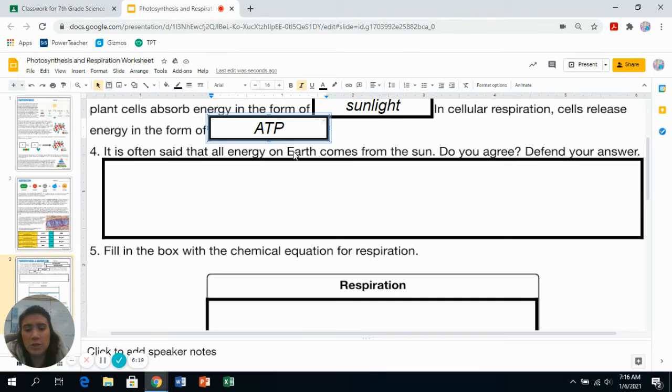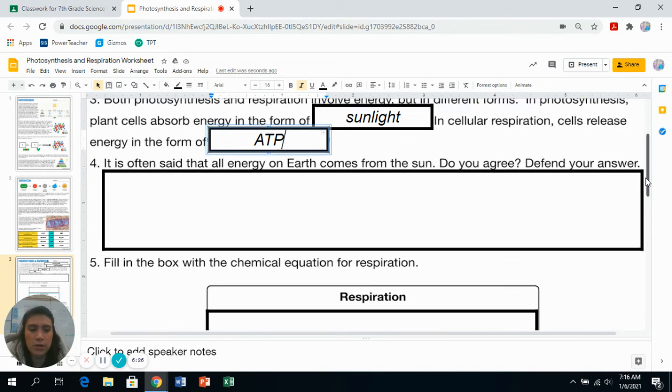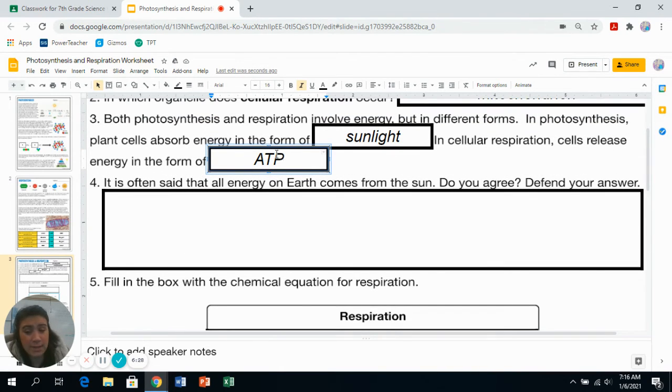It is often said that all energy on life comes from the sun. Do you agree? Defend your answer. I'm not gonna give you this. You are gonna have to come up with your own answer. So if we get our energy from plants and the plants get the energy from the sun, that's all I'm giving you.